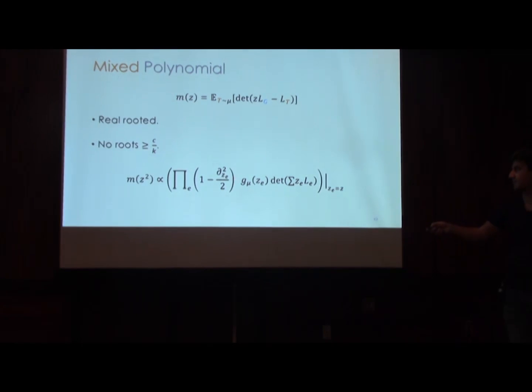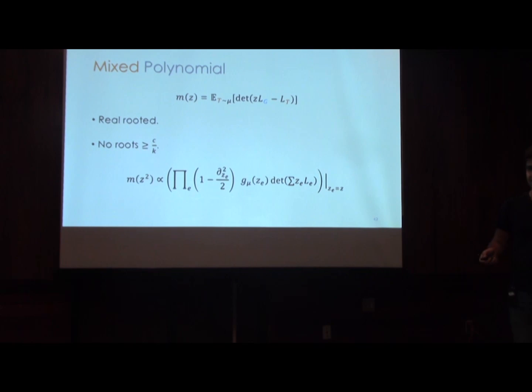This mu is given by some other method. But both of these are basically generating polynomials of spanning tree distributions. I'm going to be applying these operators, which are defined in terms of the partial derivatives.